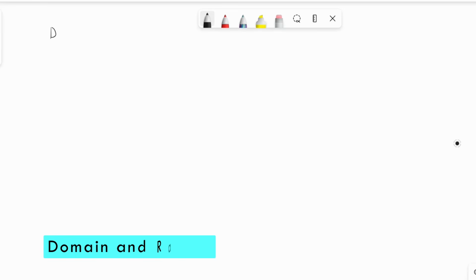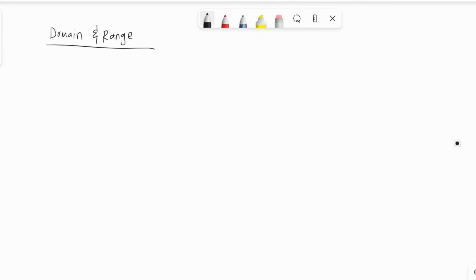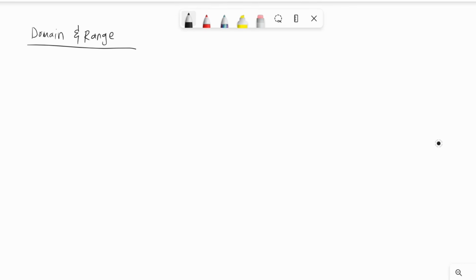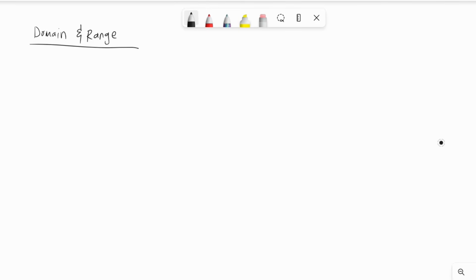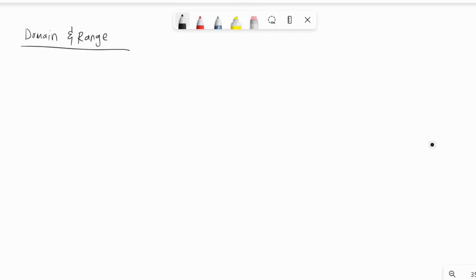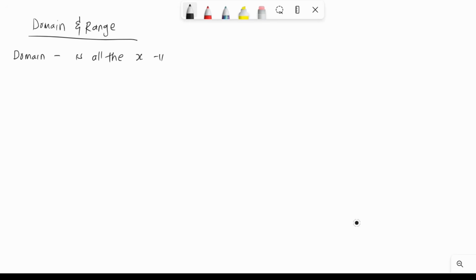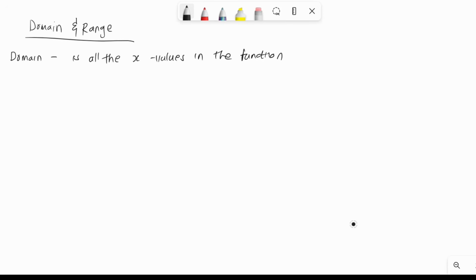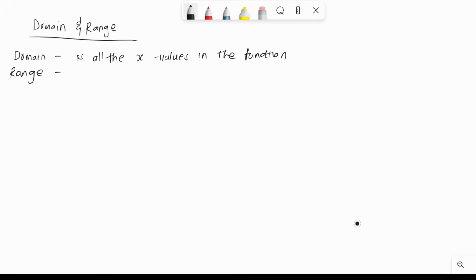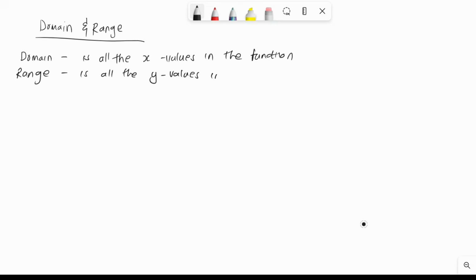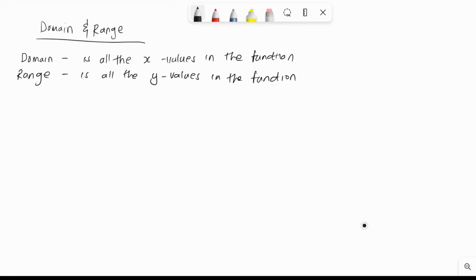So now we're going to talk about the domain and range. Does anyone know what the domain and range are? Anyone? Then I'll explain later. Just give me a while, guys. What's domain, guys? Domain is all the x values in the function. And what's range? Range is all the y values in the function. So everyone is okay with what domain and range are, right?